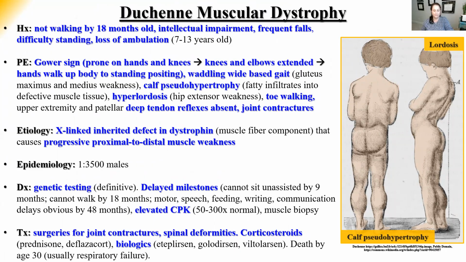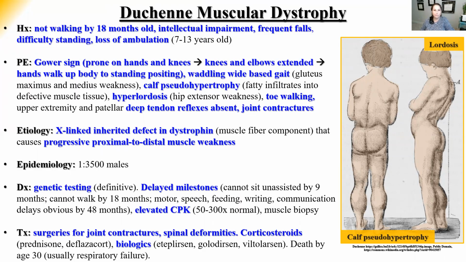And so in the history, this patient is not walking by age of 18 months. They have some kind of family history of this, intellectual impairment, frequent falling, difficulty standing, and then loss of all ambulation starting at about age 7. Here's your board question on this one, the Gower sign. This is where the patient can't stand up on their own because they don't have enough core muscle strength. So they'll start out being prone on their hands and knees and kind of walk up their body into a standing position. So Gower sign for muscular dystrophy.